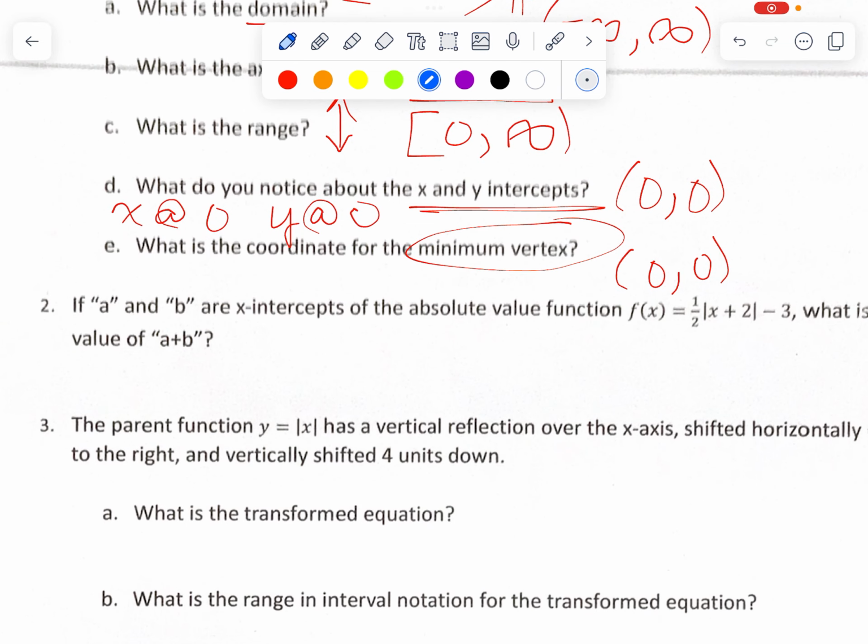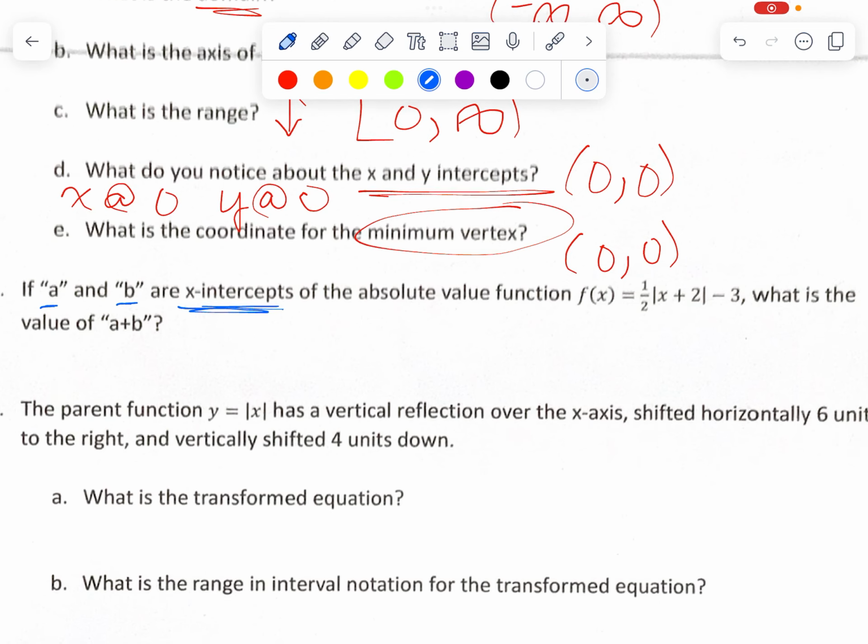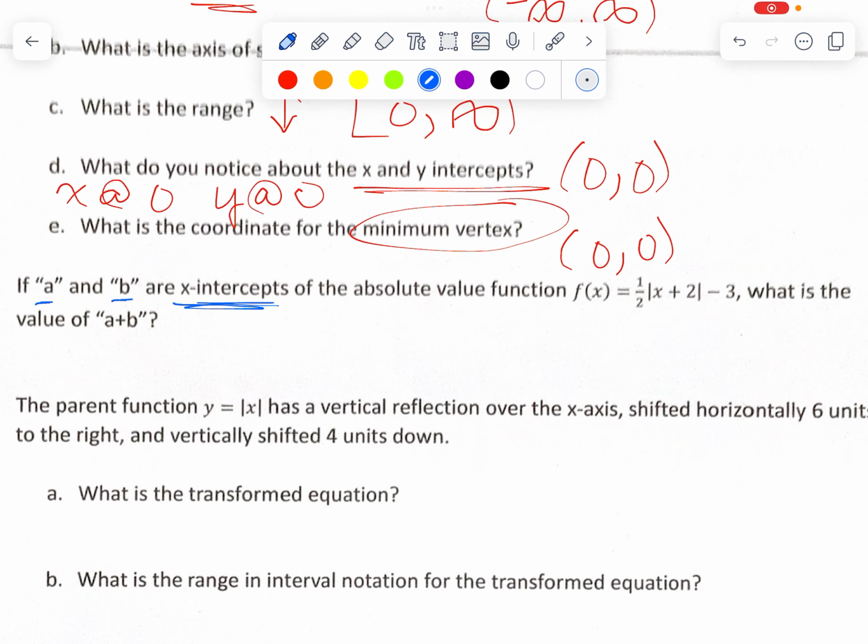Let's look at question 2. If A and B are x-intercepts, that means A is an x-intercept and B is an x-intercept. That's where the graph crosses the x-axis. They want to know what's the value of A plus B. We want to add where the graph crosses the x-axis together.